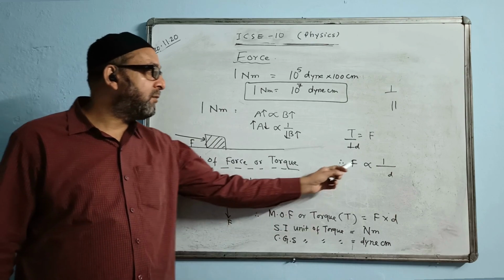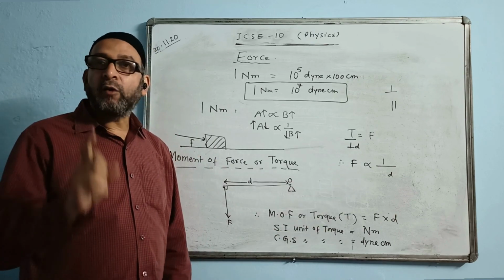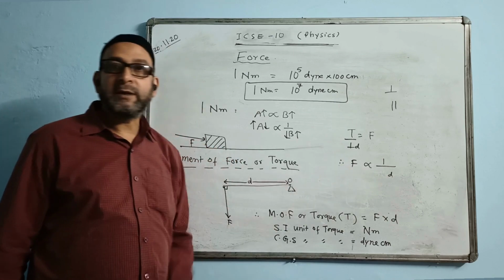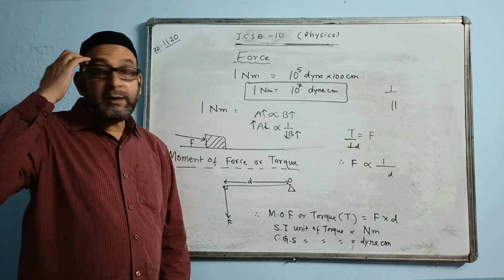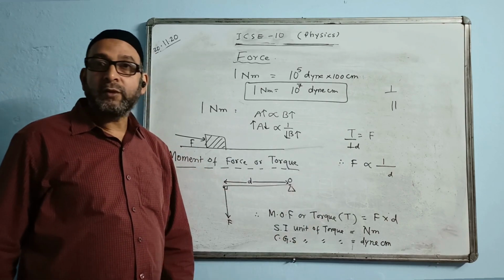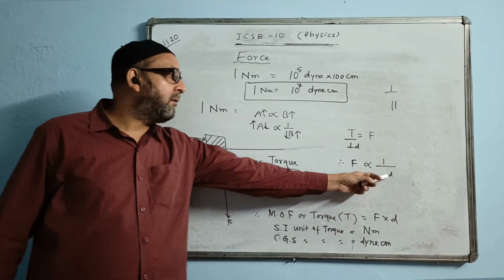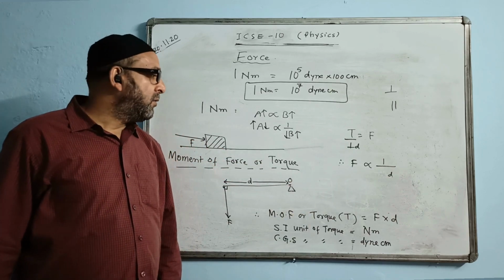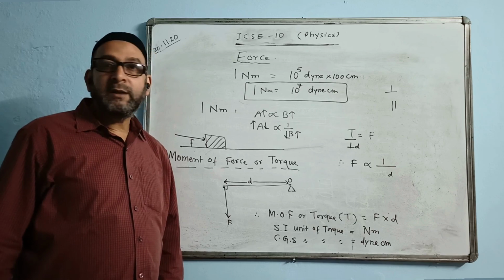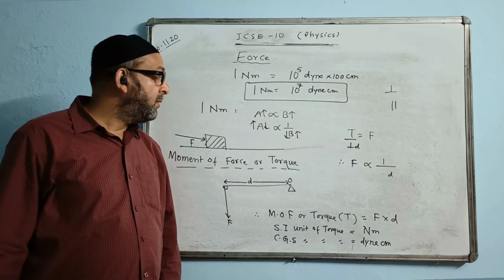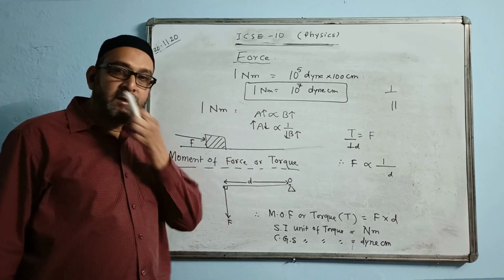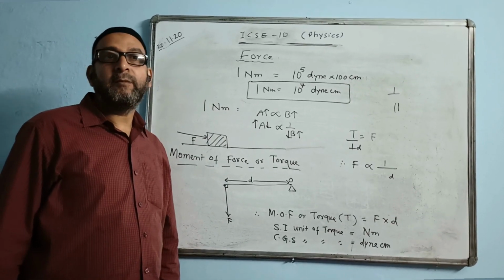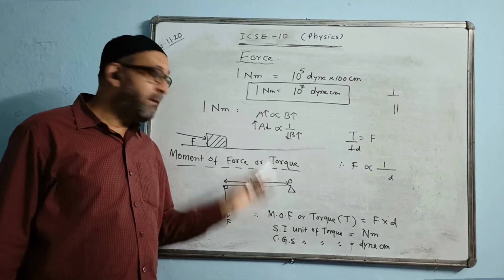The principle of this is that for a given torque, for a constant torque, F is inversely proportional to the perpendicular distance. The larger the perpendicular distance, the less the amount of force; the less the distance, the more force required. So our today's lesson is this much. We will continue further with this. This is quite an interesting chapter, and we have practical applications, and there will be numerical problems also.